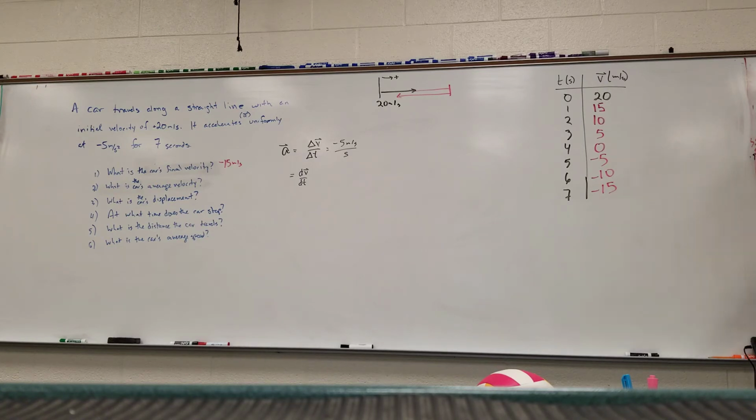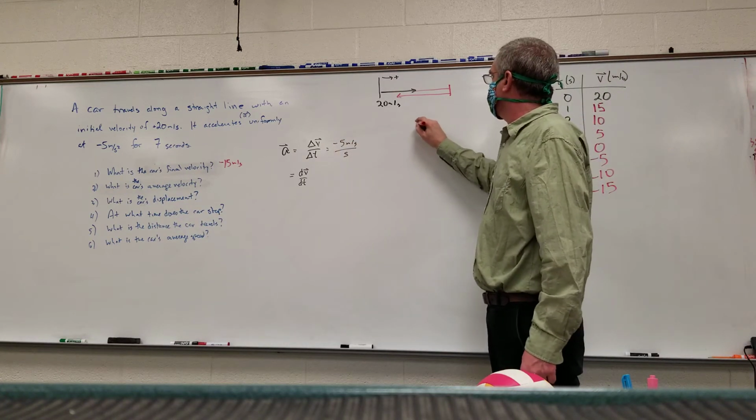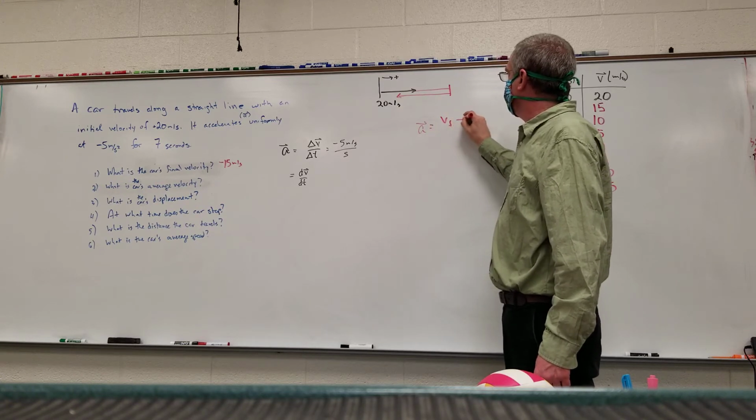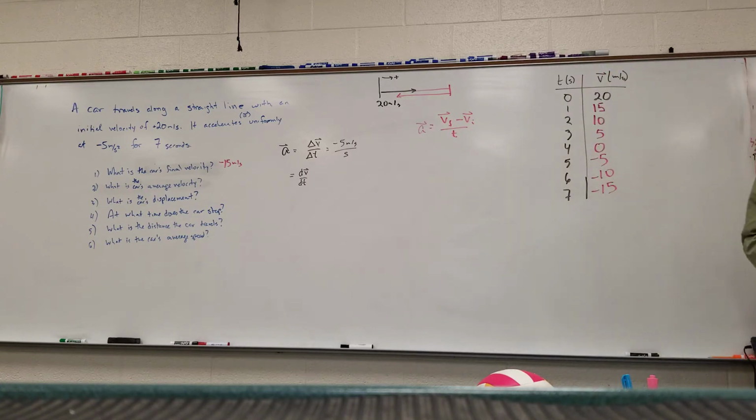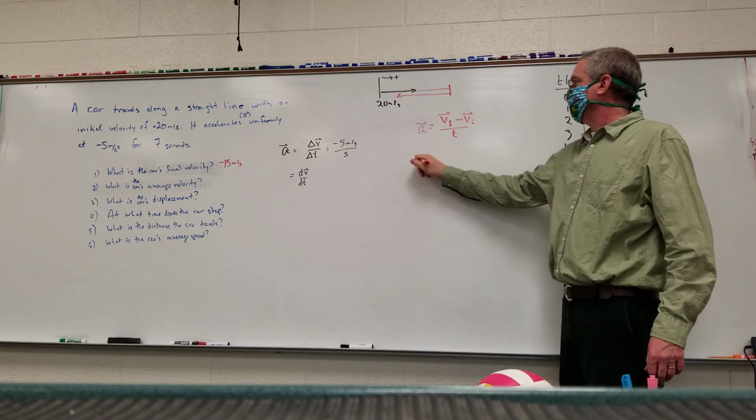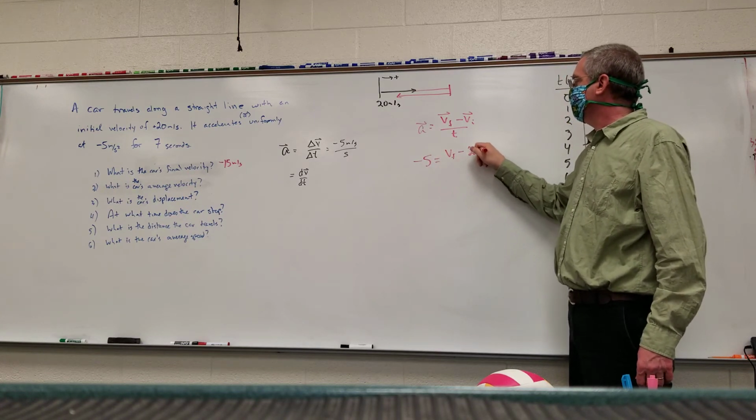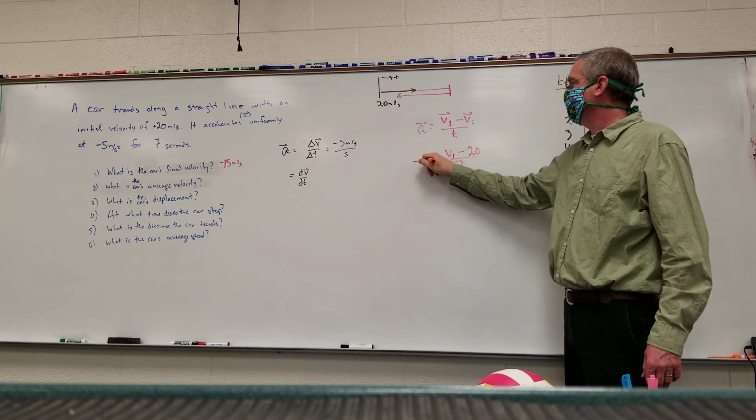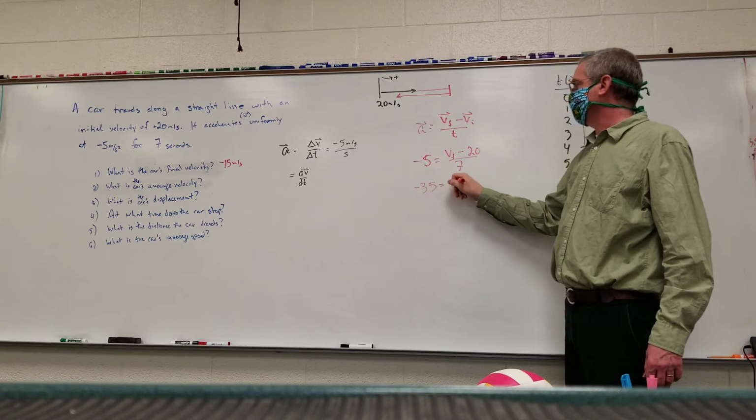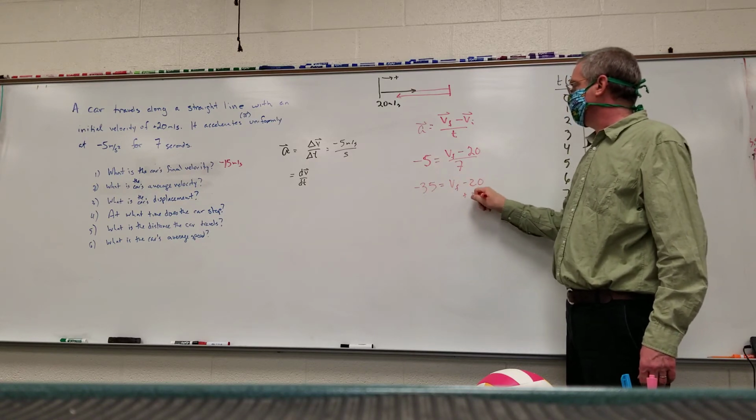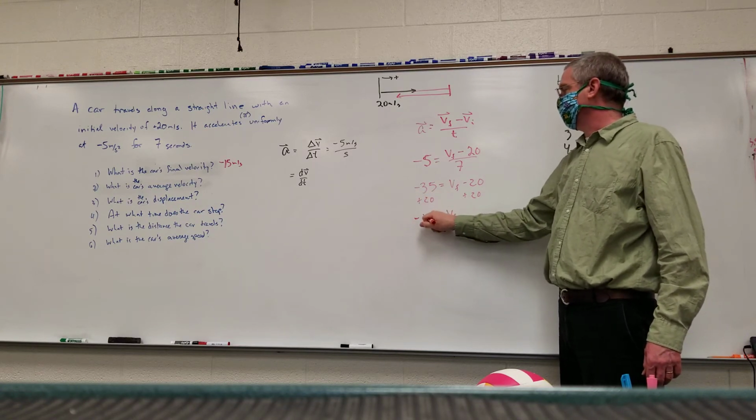I could have also done this for those more algebraically inclined. Looking at this, I know that acceleration is final velocity minus initial velocity divided by time. So I could have just gone for the straight algebra approach. And so I have -5 is equal to v final minus 20 divided by 7. Multiply both sides by 7. I get -35 is equal to v final minus 20. Add 20 to both sides. And v final is equal to -15.